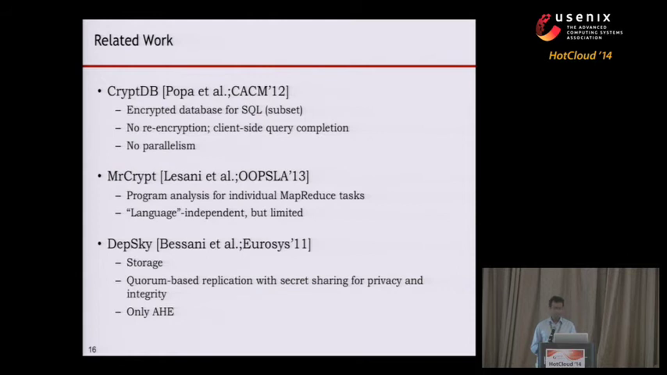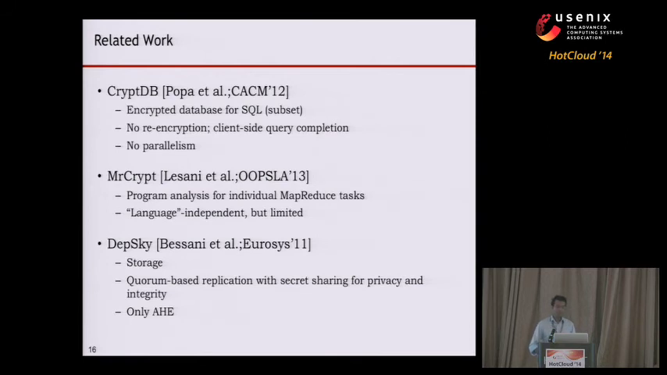Just a quick related work: CryptDB has been the seminal work in this direction. CryptDB is a database system on which we can perform SQL queries without sacrificing confidentiality. CryptDB doesn't really have any parallelism built into it, so we want to exploit the parallelism offered by MapReduce as well when we perform these big data analysis jobs. I strongly recommend all of you to read the CryptDB paper.